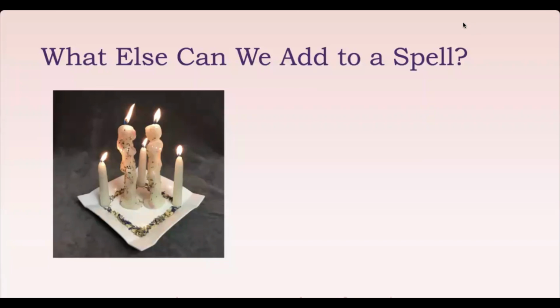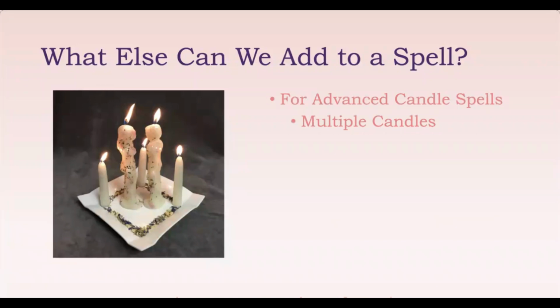So now that we understand all of those basic things that go into a basic candle spell, what else can we add to our spell work to make it even more empowered and more customized? Well, for advanced candle spells and what we're going to be learning today, we can bring in multiple candles, not just work with one candle, but we can work with a number of candles. And when we start working with numerology, or if we want to bring in different elements, multiple candles are a great way to do that. We'll also be looking at advanced timings, some more particular timings and things that will help our spell work to launch in a very strong way.